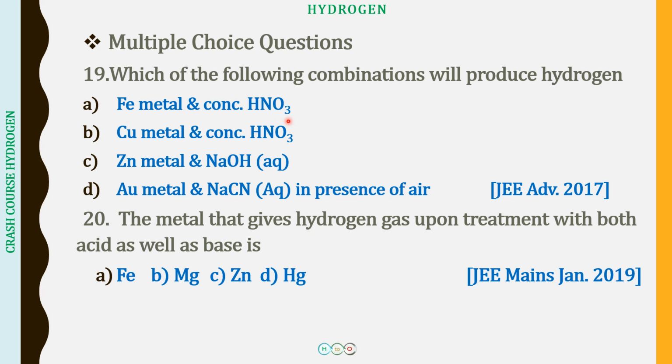Iron and concentrated HNO3, copper and concentrated HNO3, zinc and aqueous NaOH, gold metal and aqueous NaCN in presence of air. This question was asked in JEE Advanced 2017. The next question: the metal that gives hydrogen gas upon treatment with both acid as well as base is iron, magnesium, zinc or mercury. This was asked in the JEE Mains January 2019 examination.